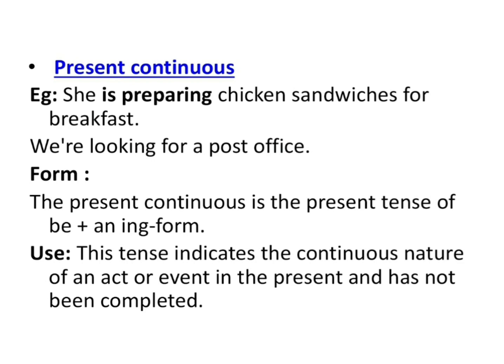Next, we have here present continuous. For example, she is preparing chicken sandwiches for breakfast. So the verb here is preparing. Another example, we are looking for a post office. So the form, the present continuous, is the present tense of be plus an ing form. The use of present continuous: this tense indicates the continuous nature of an act or event in the present and has not been completed.